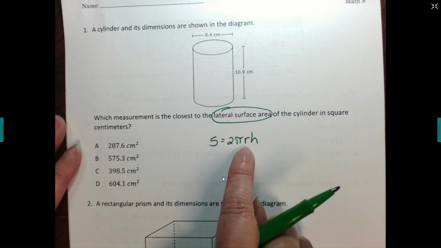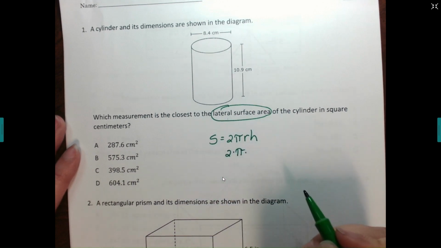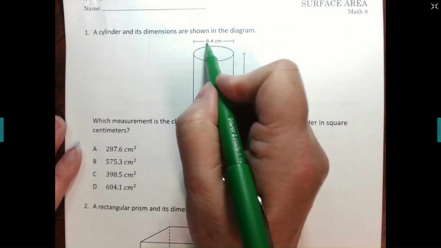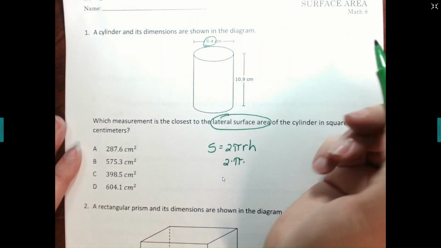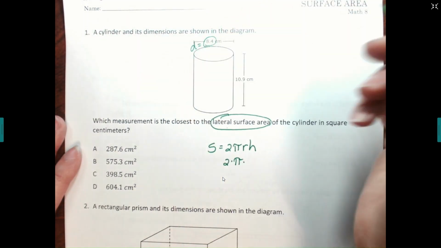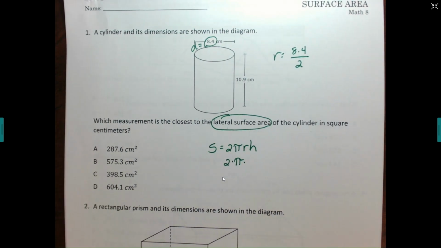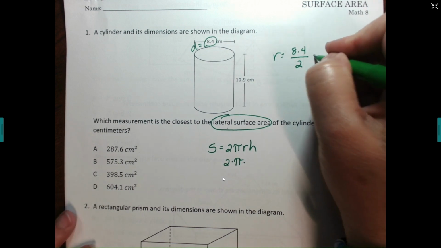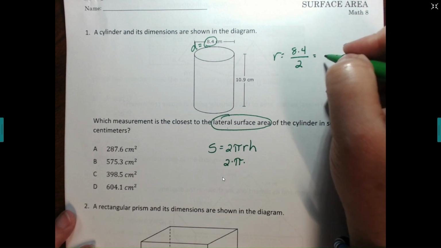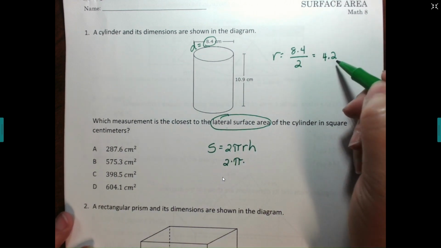All right, now we just got to fill it in. We've got 2 times pi times, what's my radius? What is this right here? Is that my radius? What is that? That's my diameter. So what have I got to do to get my radius? 8.4 divided by 2. What is 8.4 divided by 2? If you put that in your calculators, you will get 4.2. So our radius is 4.2.